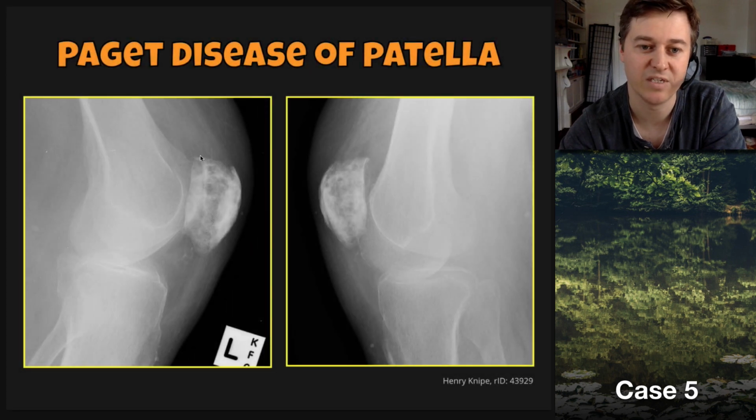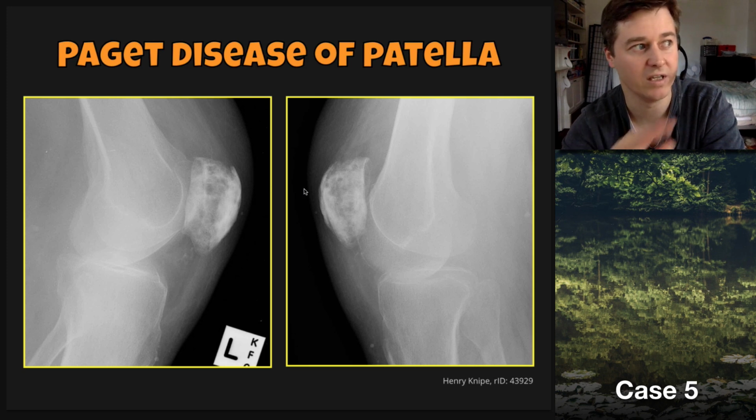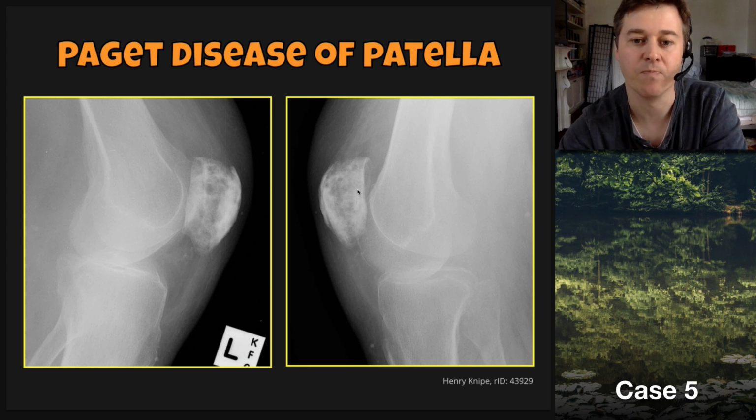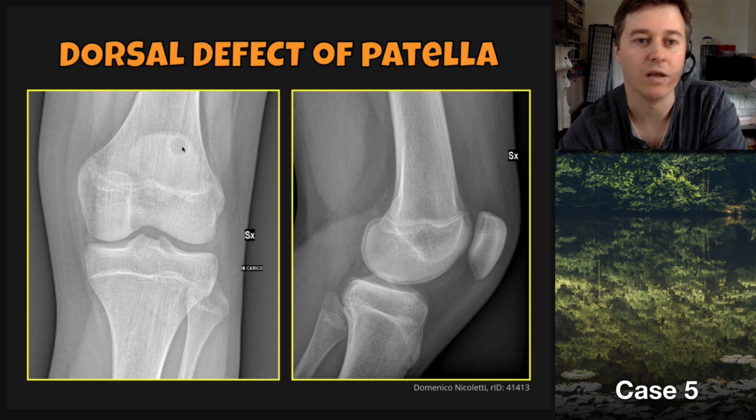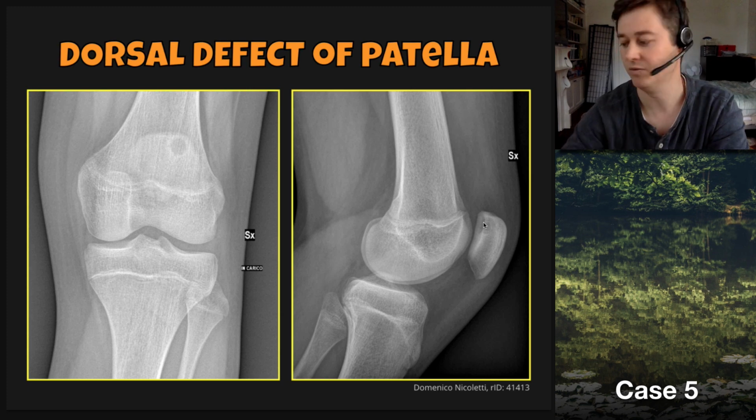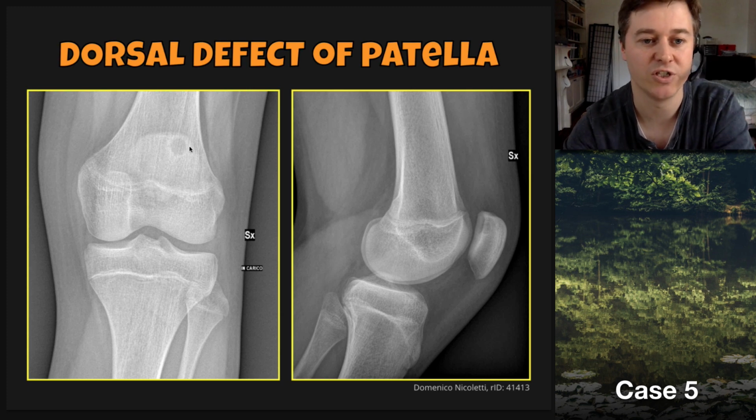Here's Paget's disease of the patella, just to remind you that Paget's can occur in there as well. So very much looks like Paget's everywhere else, sclerotic, cortical thickening, prominent trabeculations. And then here's a dorsal defect of the patella, so a lucent lesion in the superior aspect of the patella. These are filled with cartilage, so just don't confuse that for a bone tumour.